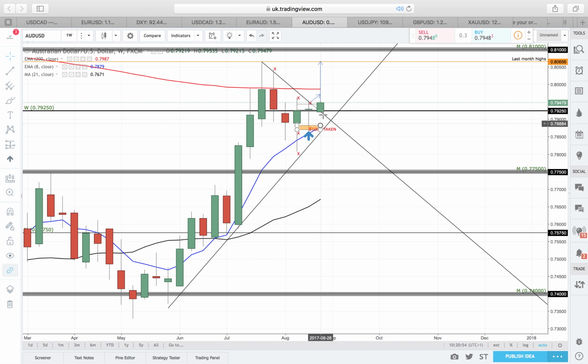I'm expecting the market to move up. Next target, last month's highs, and then the zone on top, 0.81. So I'm bullish on AUD USD. On the daily chart, it's just the same thing really.